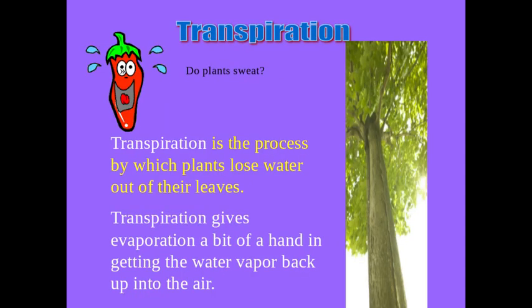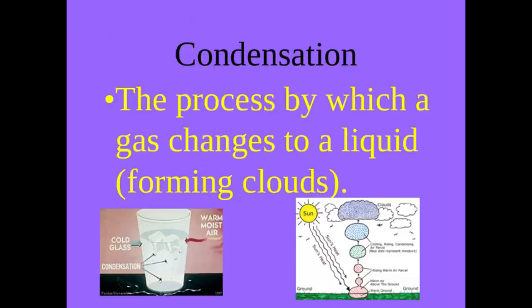Transpiration is probably a new word or vocabulary term for you. Transpiration is basically evaporation, but specifically of plants. You know by now that plants need water, so there's always going to be water found, for the most part, in plants if it's alive. And some of that moisture actually gets lost. So transpiration is the process by which plants lose water out of their leaves. Transpiration gives evaporation a bit of a hand in getting the water vapor back up into the air. Okay, so both evaporation and transpiration go hand in hand like peanut butter and jelly, but one is from a body of water, the other is from plants.